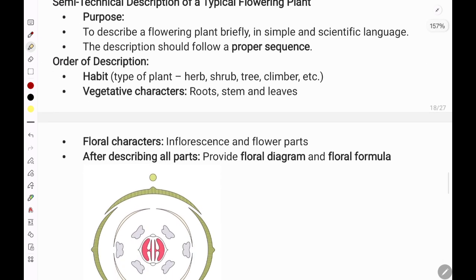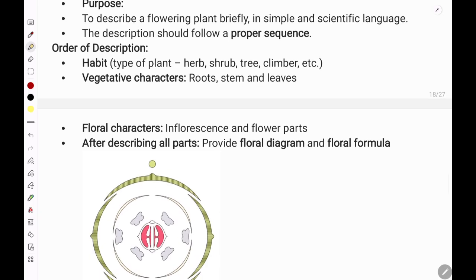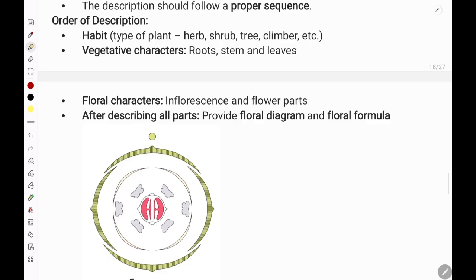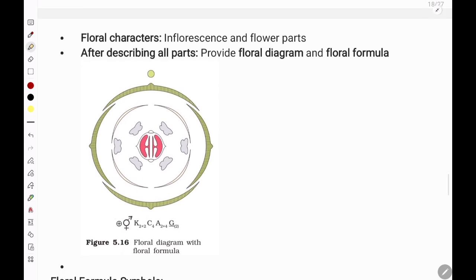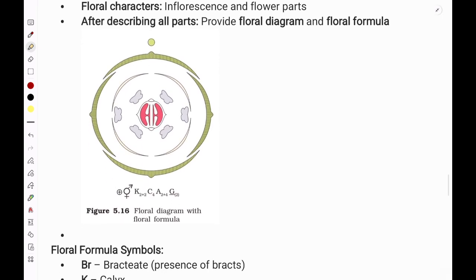The order of description: first is the habit of the plant, whether they are trees, shrubs or climbers. Then the vegetative characters such as root, stem and leaves. Then the floral characters, that is inflorescence or flower parts. After describing all the parts, provide the floral diagram of the flower and the floral formula. This is the floral diagram for a flower.